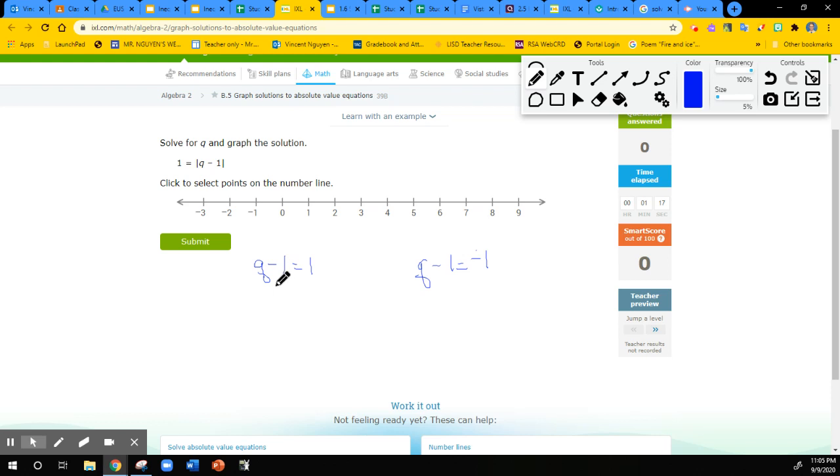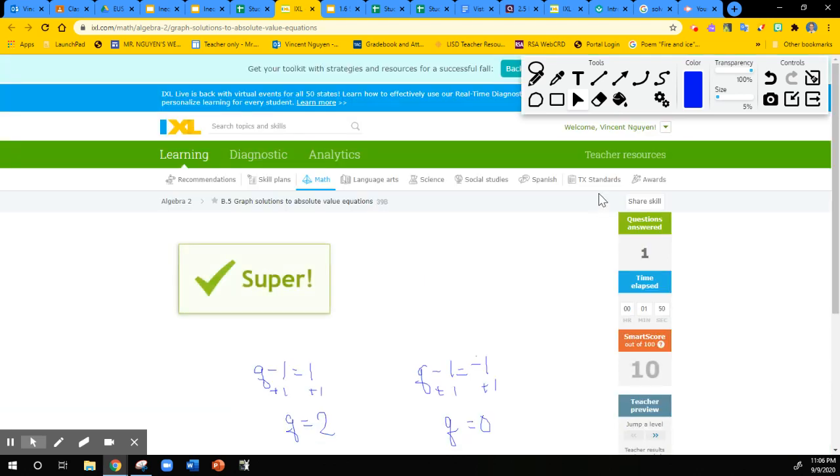And so we're going to add 1 to both sides in both equations. So for the first equation, if I add 1, I will get 2, right? So q equals 2 for my first case. And then here, if I add 1, the negative 1 and the plus 1 will be 0. So my second case, q will be 0. Okay, so these are my two solutions. So I'm going to go over here and I'm going to plot one at 0 and one at 2. And I am done. Submit.